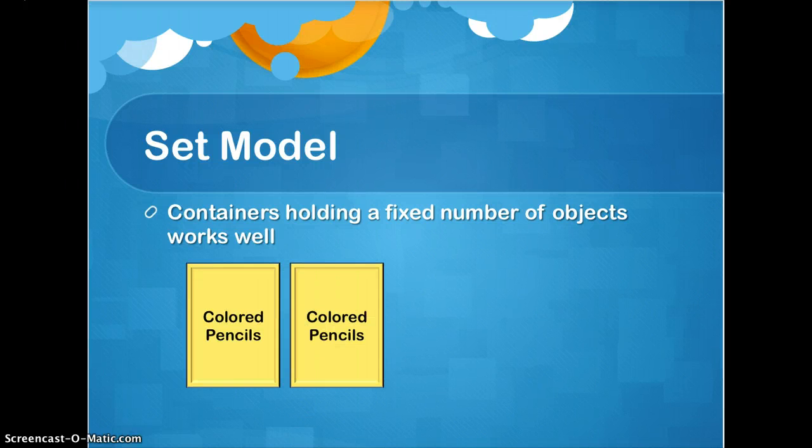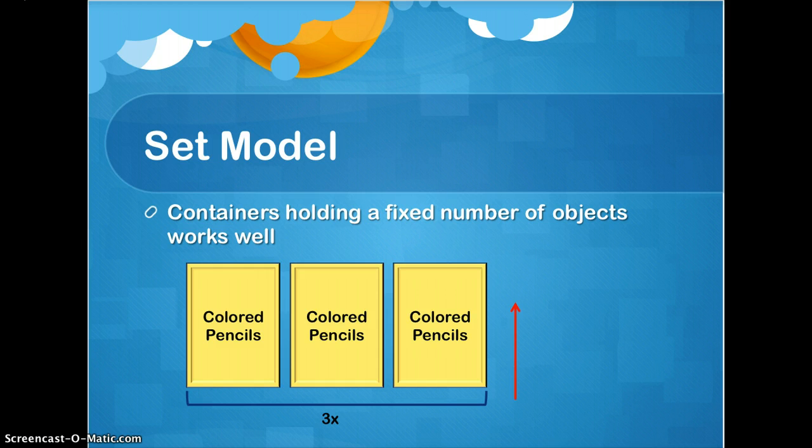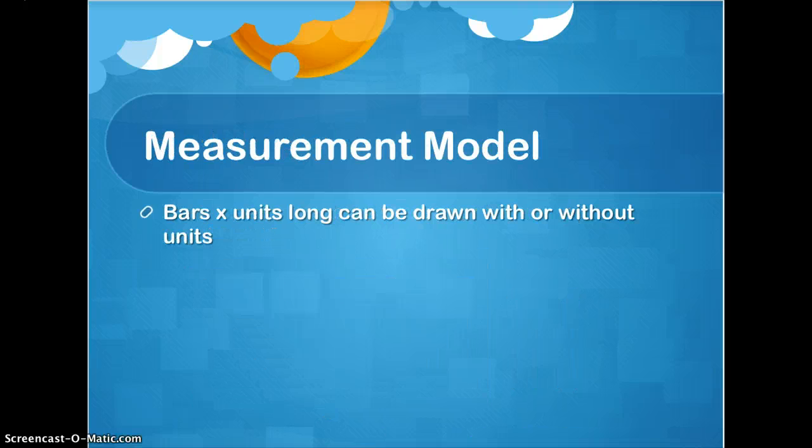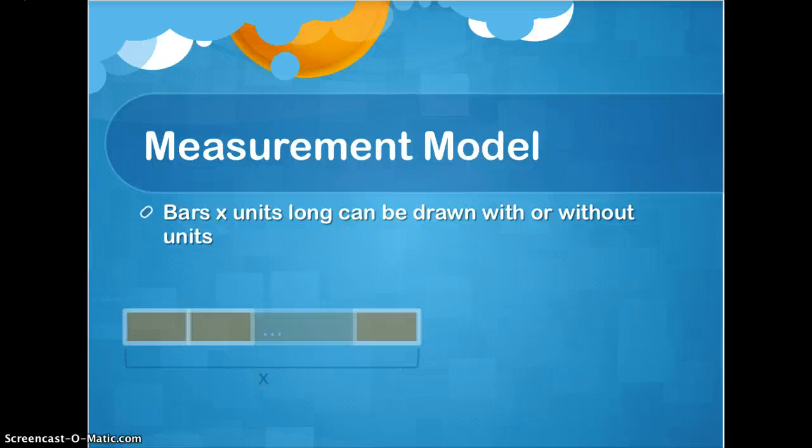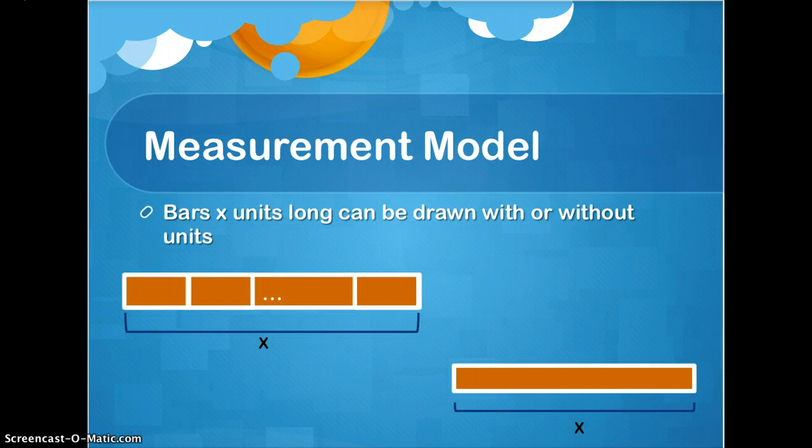Here we have 3 color pencil boxes, or 3x. We then have 4 individual colored pencils. If we add 3x plus 4, we will get the total number of colored pencils. Here's an example of a measurement model. Bars x units long can be drawn with or without units.